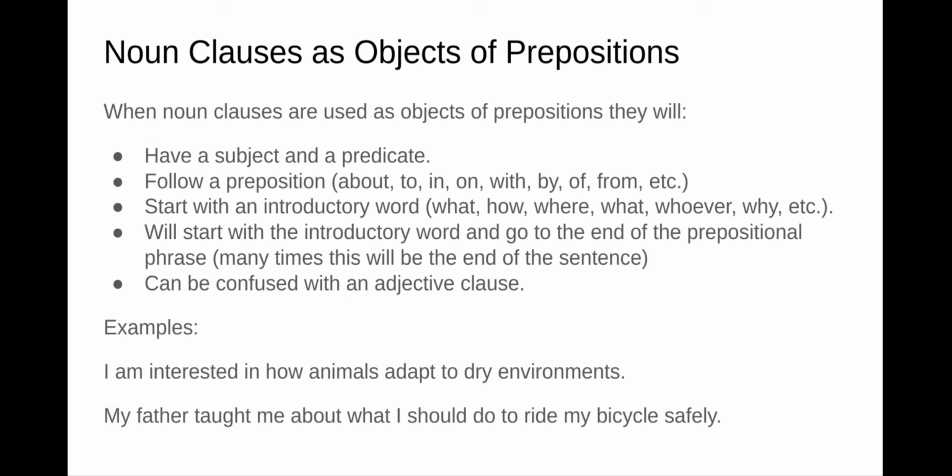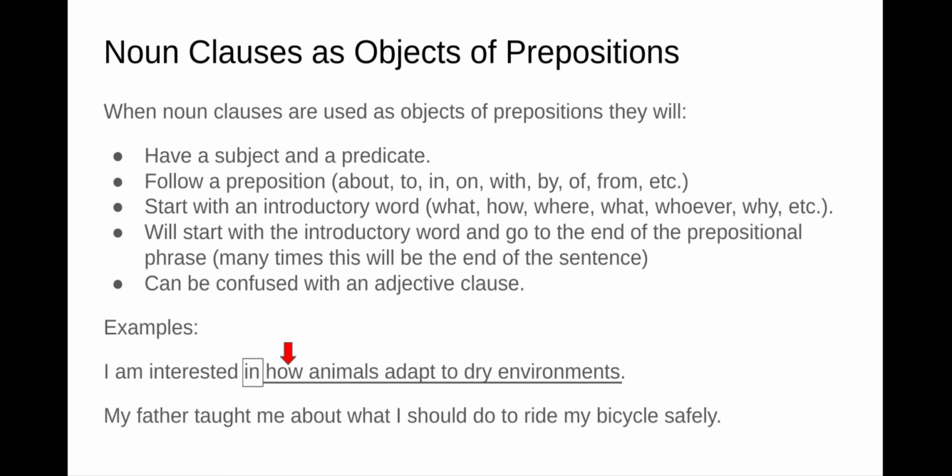First example: I am interested in how animals adapt to dry environments. So the first thing I want to look for is the first preposition I come to. So I look at my words, I am interested in. All right, I know that in is a preposition. Now the next thing I need to see is, is the next word an introductory word? Is it on this list here? And how is an introductory word. Now I see that I've got my preposition, I've got an introductory word. I should be able to go to the end of the sentence.